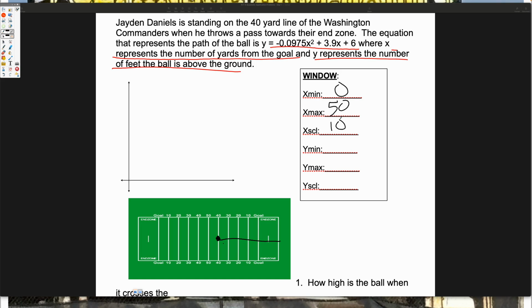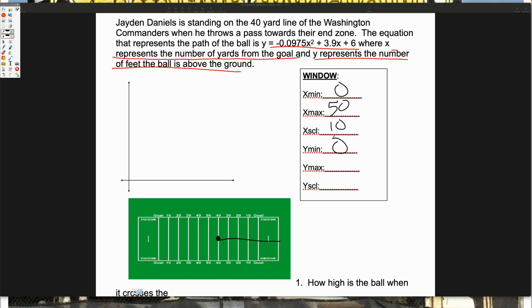And then your Y min. Y is the height of the football. What's the lowest this football can be? 0. Meaning what? If the football has a height of 0, where's it at? It's on the ground, right? If it has a height of 0, that means it's on the ground. It's not going to be able to go below 0 because ground level is 0. So we're just going to say Y min 0. That means it's on the ground.